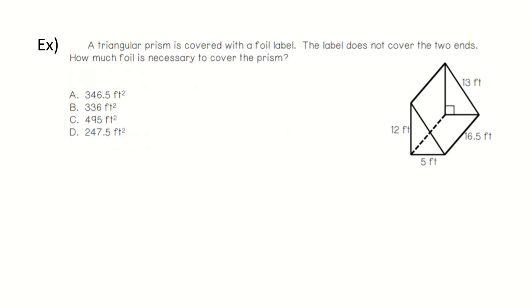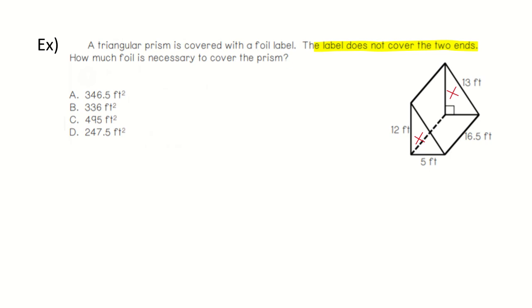Okay, a triangular prism is covered in a foil label. The label does not cover the two ends. So they're telling us it's not covering the two ends. The label only covers the remaining sides. So how much foil is necessary to cover this prism?